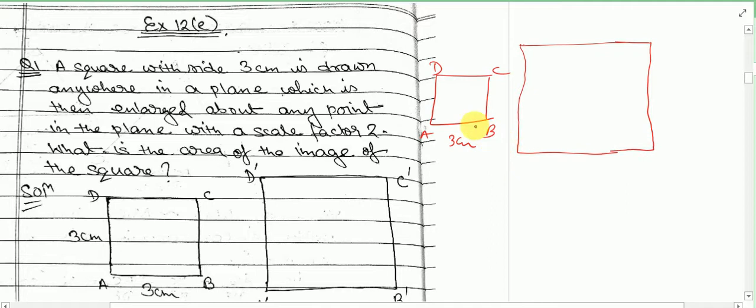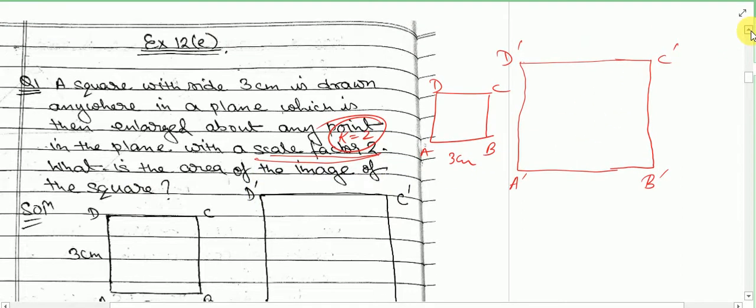So then this square ABCD has been enlarged by what factor? Scale factor 2. That means k is equal to 2. K is equal to 2 in this question. So let's say this is A dash, B dash, C dash, D dash. Clear? Now what is the question? They want you to find the area of the image of the square. Area of the image of the square.